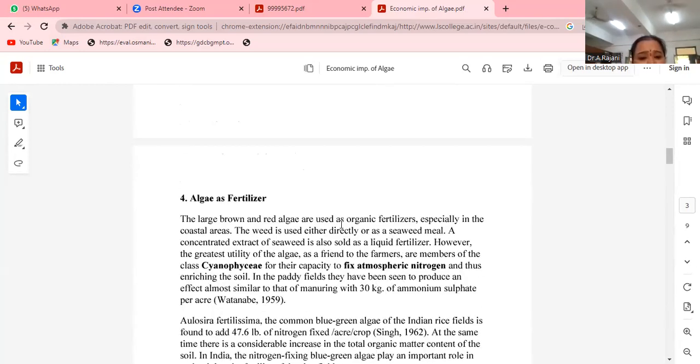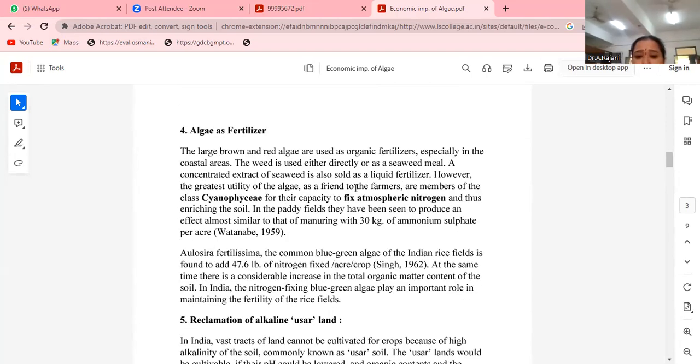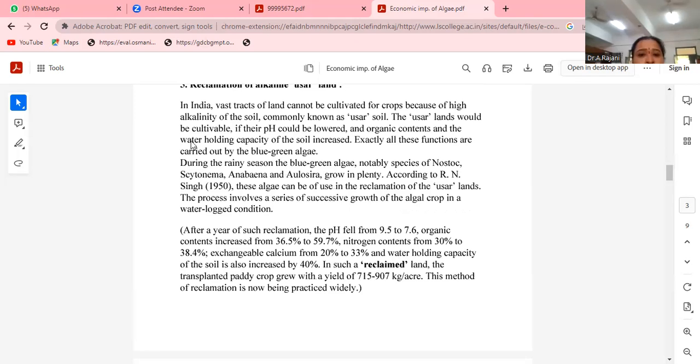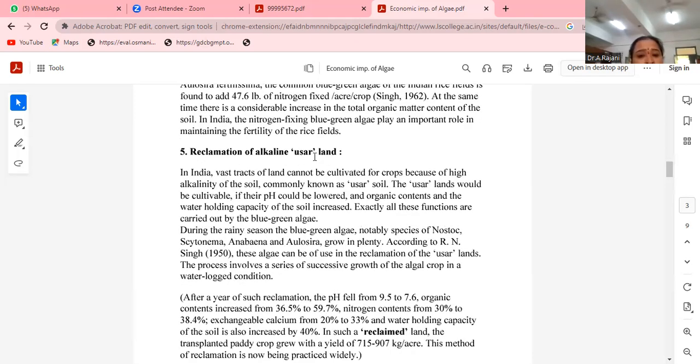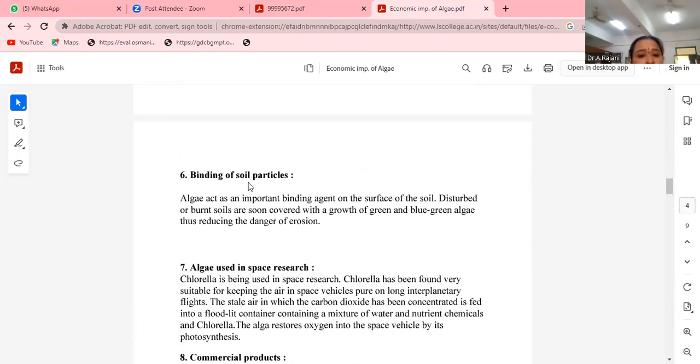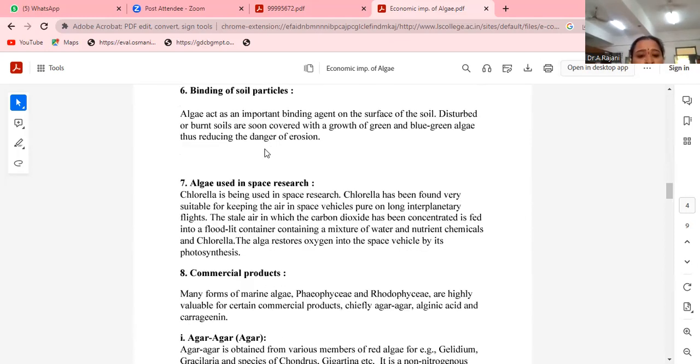And the fertilizers also. What type of cyanophycean bacteria is there? Nitrogen fixation: Oscillatoria, Nostoc, Anabaena. These are used as organic fertilizer. These algae fix atmospheric nitrogen. And the reclamation of alkaline soil, that is pH control, is also there. The soil particles also find importance here, that is the binding of the soil surface.